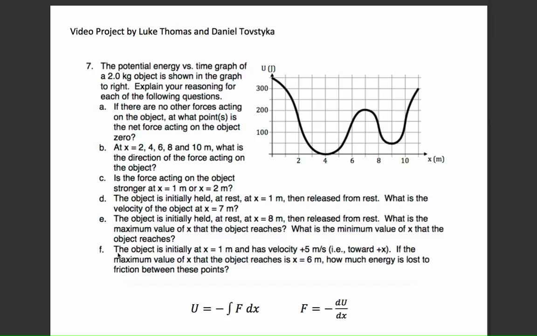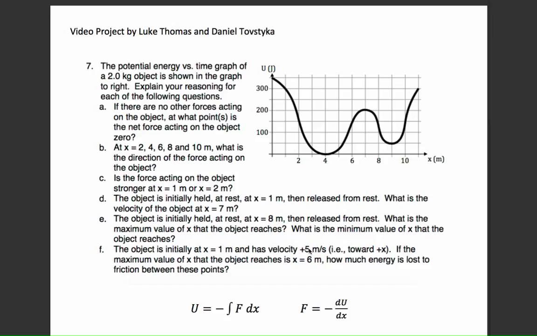Part F says the object is initially at x equals 1 meter and has velocity plus 5 meters per second towards positive x. If the maximum value of x that the object reaches is x equals 6 meters, how much energy is lost to friction between these points? It starts at x equals 1 meter and moves to x equals 6 meters, where it stops. At x equals 1, the potential energy is 300 joules, and its initial kinetic energy can be found using 1/2 mv squared, where v equals 5 meters per second. So the initial kinetic energy is 25 joules.